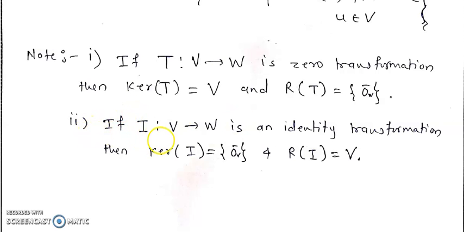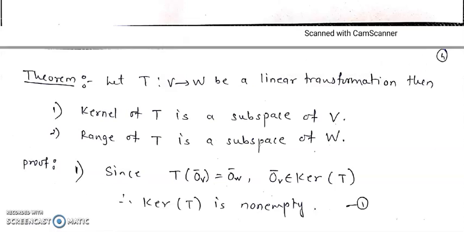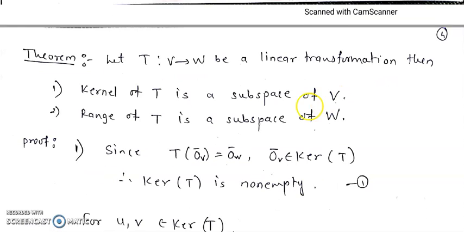Similarly, if I from V to W is an identity transformation, then kernel of I equal to singleton zero vector of V, and range of I is whole vector space V. Now we prove a theorem which states that if T from V to W is a linear transformation, then kernel of T is a subspace of V and range of T is a subspace of W.